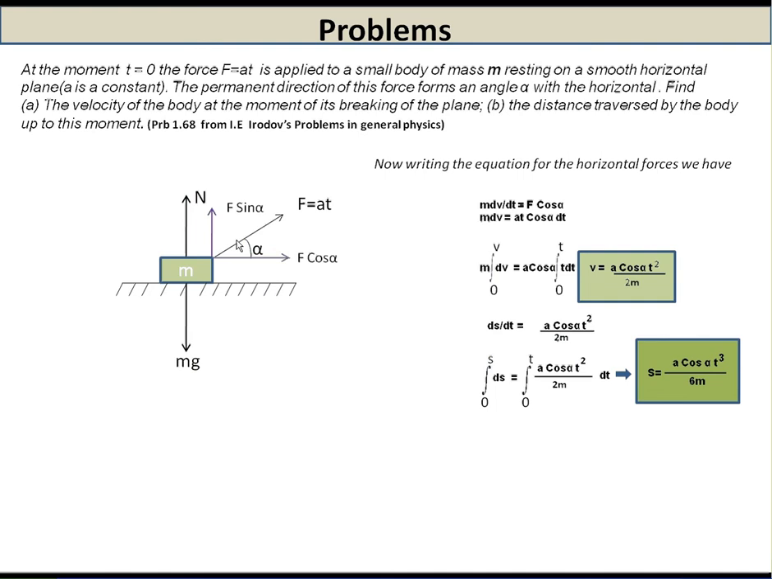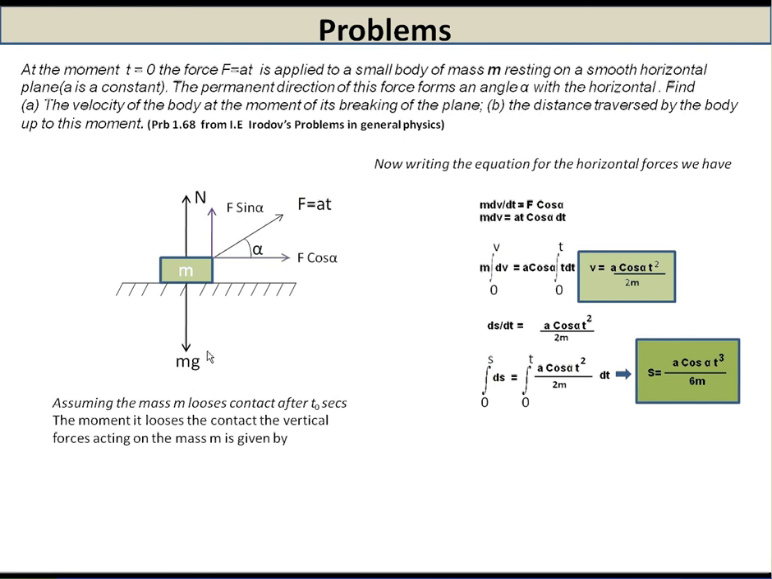What are the vertical forces acting on the body? That is F sin alpha, N and mg. When the body breaks off from this plane, at that moment F sin alpha will be equal to mg, and of course N will be equal to 0 because there will be no contact with the horizontal surface. Let's assume that after t0 seconds the mass m lifts off from the horizontal plane. At that instant the vertical force will be just balancing its weight, so F sin alpha equals mg. From this equation we find t0 equal to mg by a sin alpha.